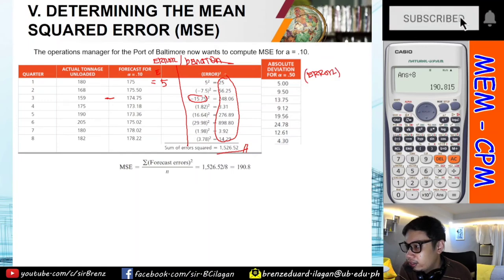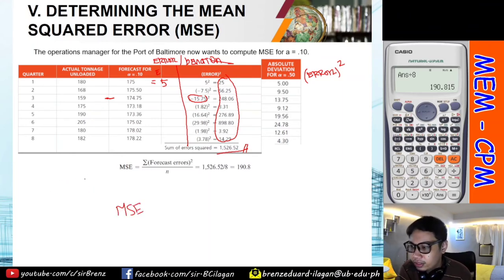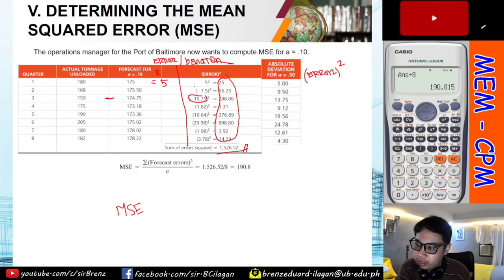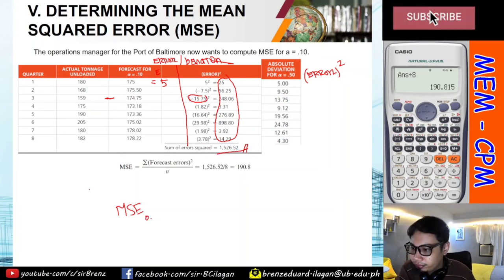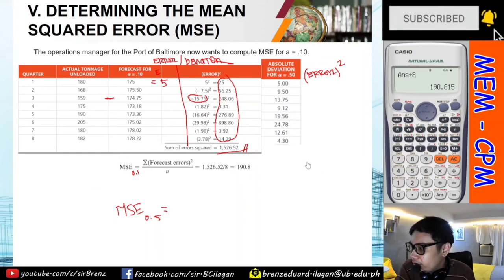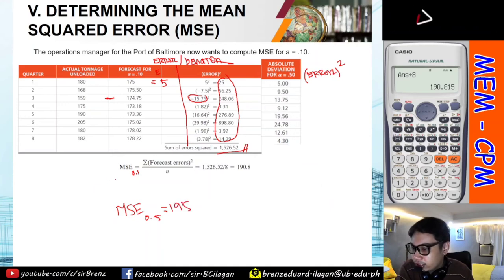Again, deviation and error, ito lang din yun. So, squared mo lang to. So, check natin kung ano yung magiging MSE, or the mean squared error, for the smoothing constant of 0.5. So, ito is yung pang 0.1. Okay, may sagot kasi dito, ang sabi niya, 195.24. So, i-check natin. Palabasin natin, guys, para napapractice din tayo.